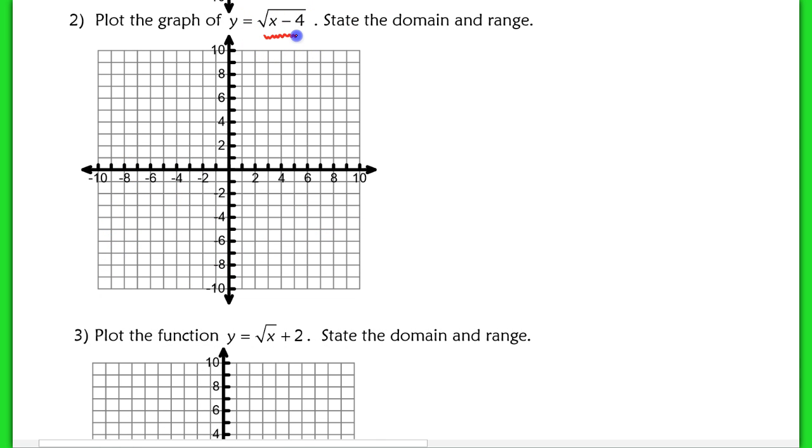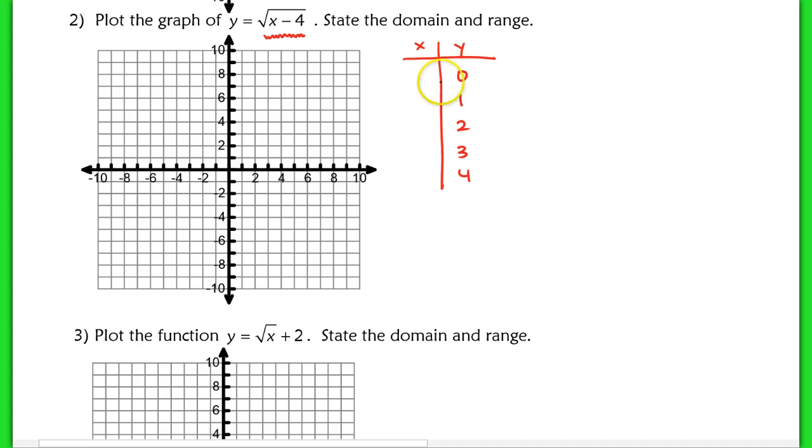Now notice inside the radical here we have x minus 4. So we do have a transformation here, and we'll talk about how to graph this using transformations. But first, let's start with our table. So remember, when we see that square root, we're going to pick values for y first. We're going to fill in that right-hand column here.